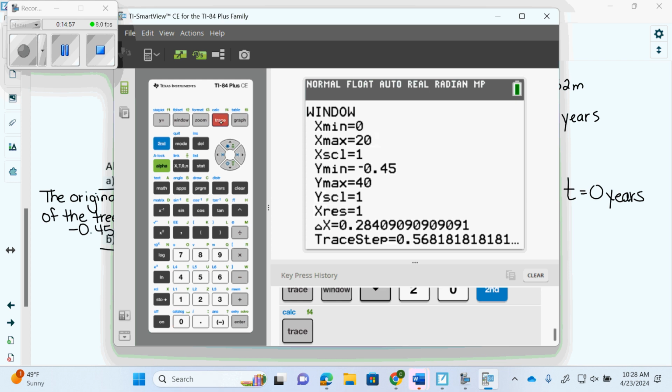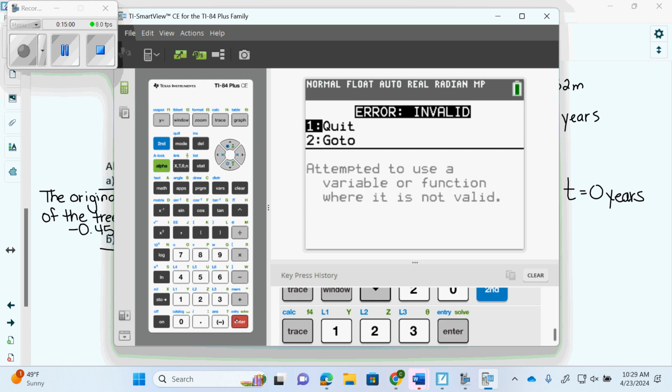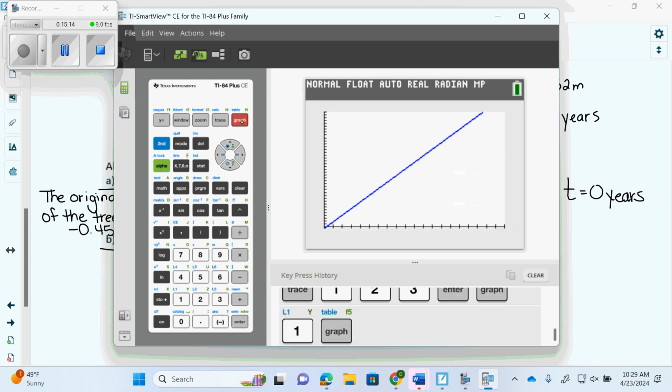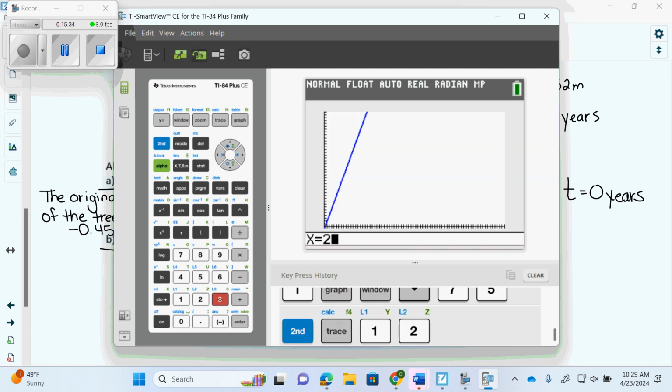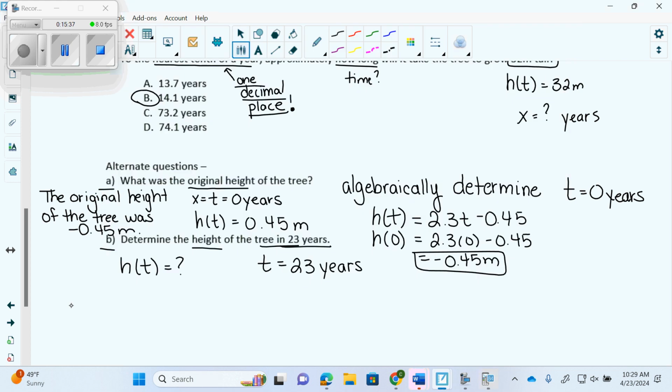If I go second trace value, 23, enter, it gets mad at me. Why would it get mad at me? Your window is not big enough. My window stops at 20, and they want 23. They can't calculate what it can't see. So if you get an invalid error, often it's your x max isn't big enough. So I'm going to put it back to 75 where it was. Second trace value, 23, enter, and I get 52.45 meters.